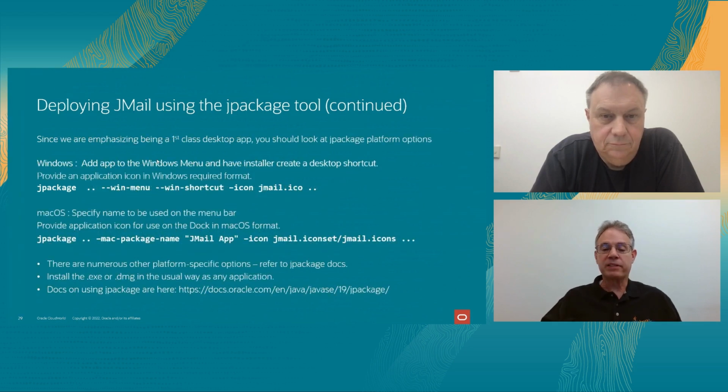You can also customize it to do other things that give you even better desktop integration. So for example, on Windows, you can add an entry into the Windows menu or a shortcut on your desktop. And in both cases, you can specify icons to use to give it a better look and feel. And there are a lot of other platform-specific options, and you can refer to the JPackage documentation included with JDK 19.